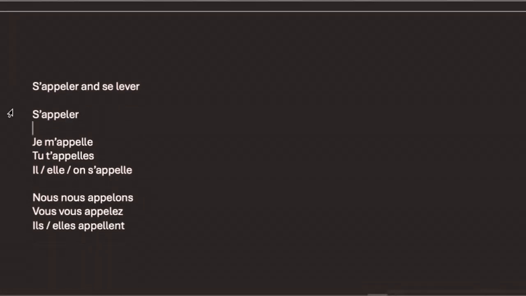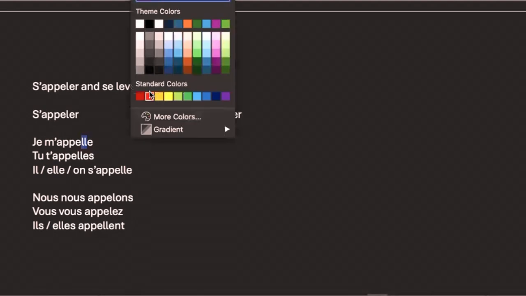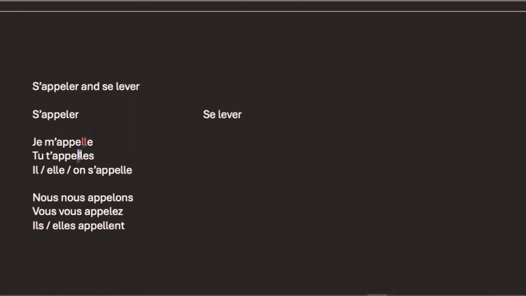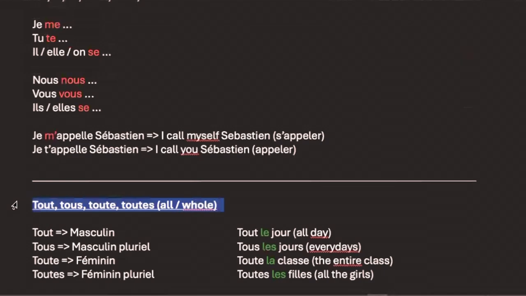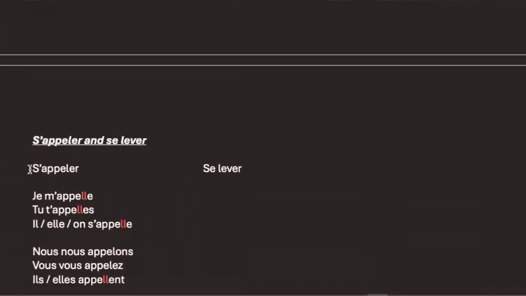And then, you know what I could do maybe? I can put the other one next to it. Se lever. So I'm going to do that here. Red. Because this is what you have to pay attention to. D'accord? Tac and tac. If you go too fast, you're going to make mistakes. That's going to happen. You're going to make mistakes if you go too fast. So take your time here, okay? Bold, okay?